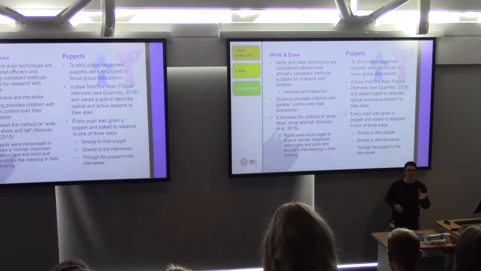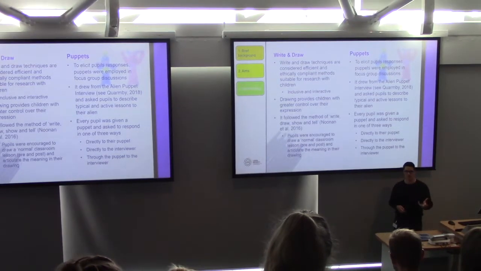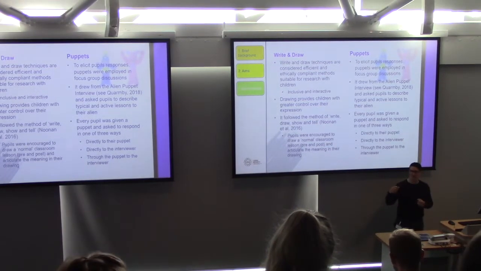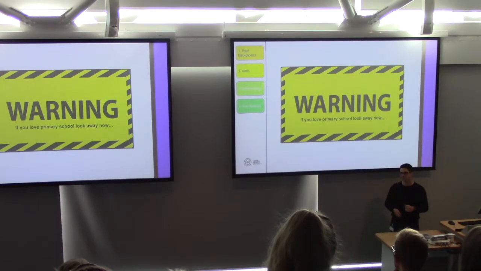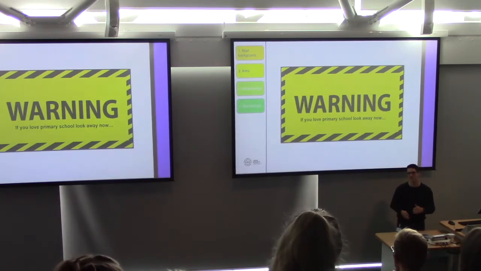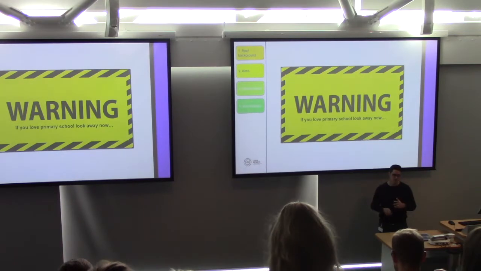So by a combination of these two methods, we were able to elicit the voice of young people and get a perspective on what they thought about traditional classroom lessons, and then what they thought about physically active lessons as well. There is a quick warning with this, that if you love primary schools, and you love what goes on in primary schools, please look away now, but don't be offended. These are not my words. These are the words of primary school, Year 5 and Year 6 pupils, and no one can ever be mad at kids.